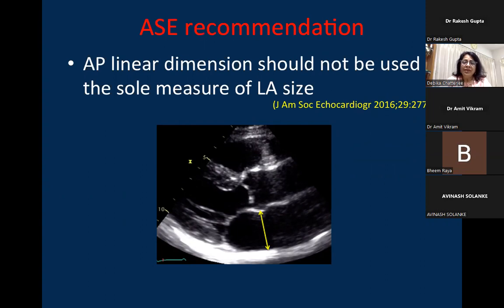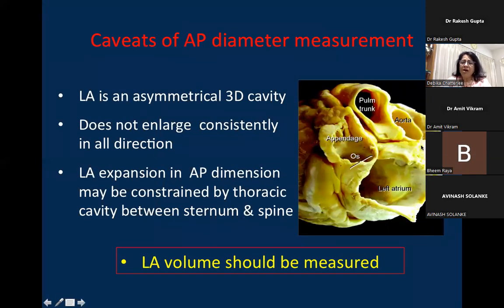Why? The answer is very, very simple. If you look at the left atrium in this model of the heart, it is an asymmetrical three-dimensional cavity. It does not enlarge consistently in all directions. It may so happen that you are getting a normal anteroposterior diameter but the LA is actually enlarging in its medial to lateral direction or superior to inferior direction.